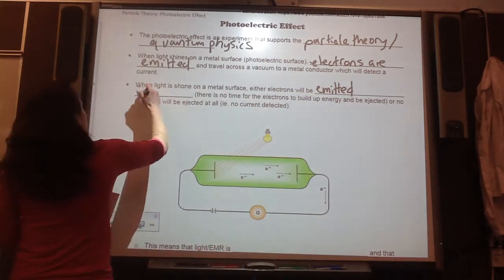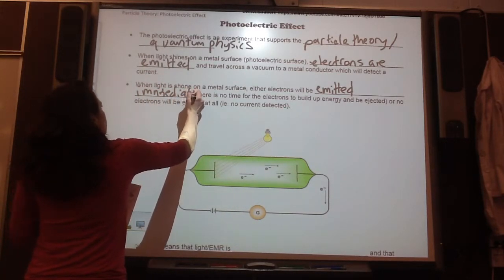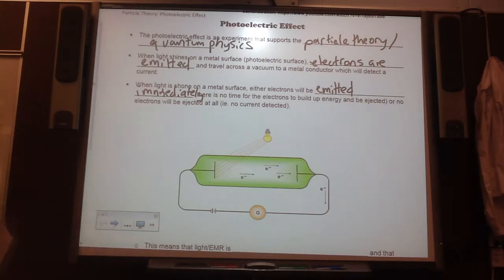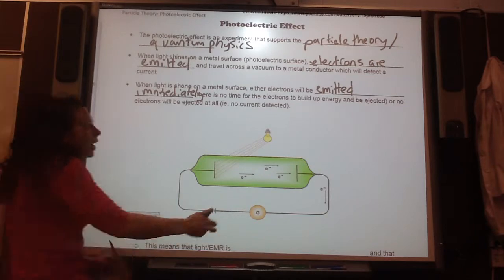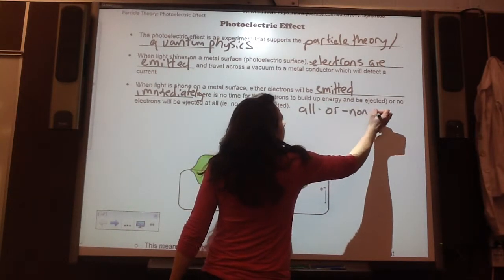So when light is shone on a metal surface, either electrons will be emitted immediately, there is no time for the electrons to build up energy and be ejected, or no electrons will be ejected at all. So there's kind of a threshold level. It's either all or none, okay? An all or none kind of principle.